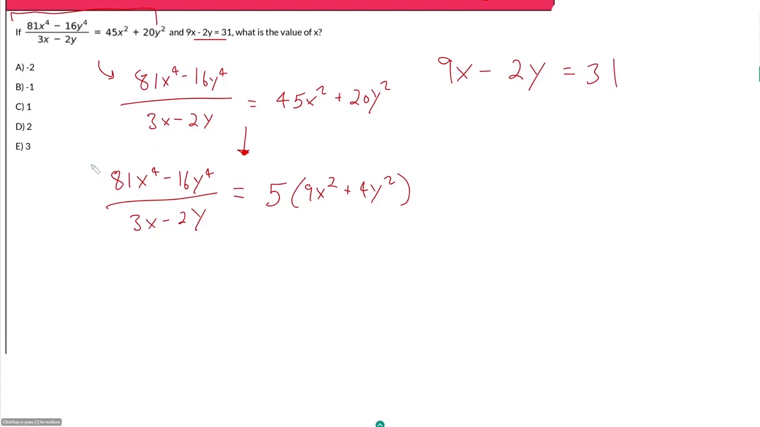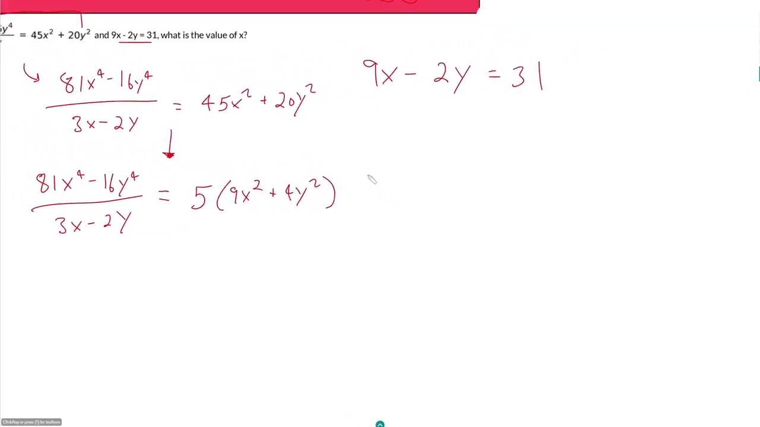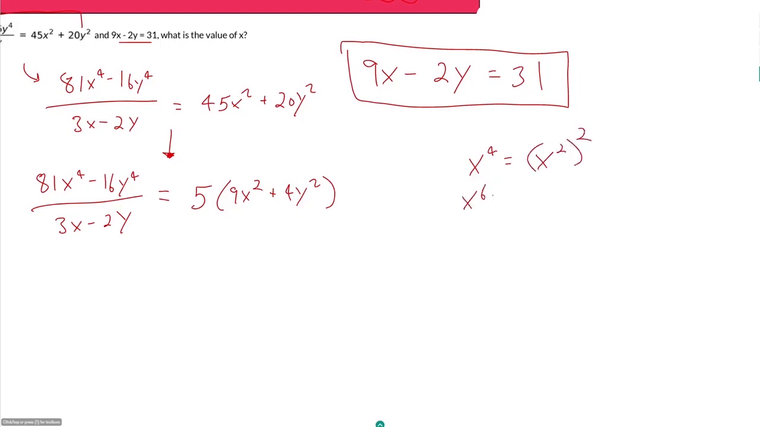So the question becomes: is there such a thing as a difference of fourths? Because that looks to be what we have here. I don't think I've ever heard anybody use that term, and I don't think anybody really needs to, because anytime you have an even power, you can express it as a square. So x to the fourth is really just x squared squared, x to the sixth is really just x cubed squared, and x to the eighth is really just x to the fourth squared, and so on.